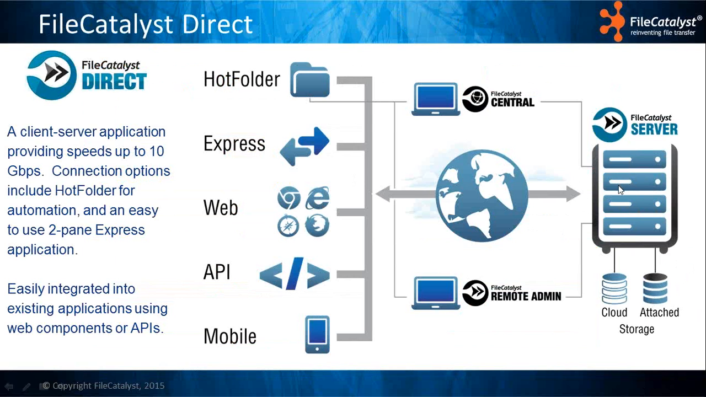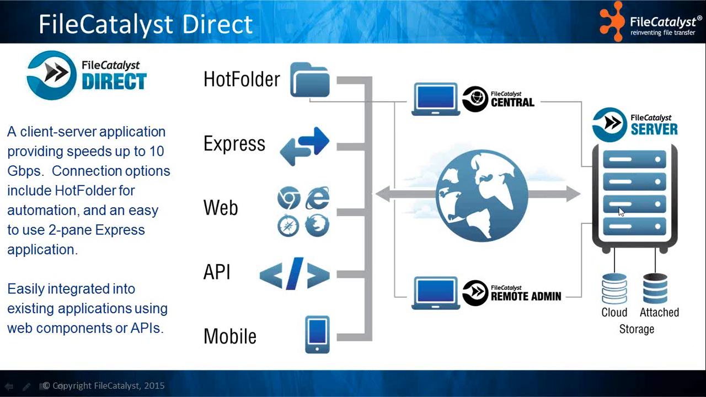You can install it on a virtualized box or a hardware box, and that box will have to be connected over local area network to your SAN or your NAS, so it has quick, rapid access to the files. Additionally, you can now attach FileCatalyst server to a cloud storage, for example, S3.